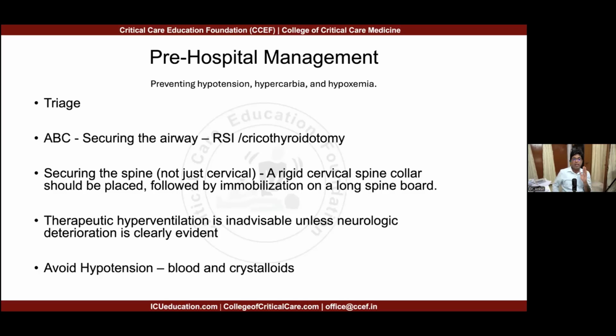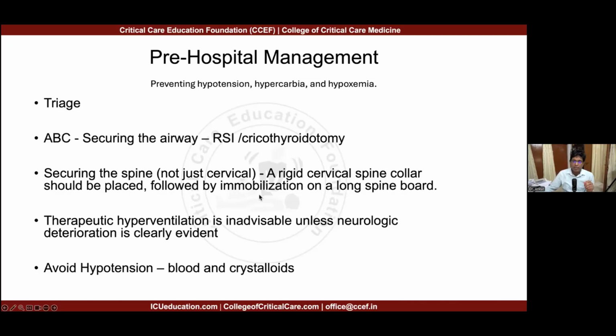Next, securing the spine, not just the cervical spine. Cervical spine, though, is very mandatory, because it is very nearby and it can get injured. So a hard collar should be put, but make sure it is not so hard that the venous drainage is compromised. Initially, you just put in a hard collar. But if you want to secure the spine, how do we do that? You transport the patient on a hard surface, with immobilization on a long spine board.